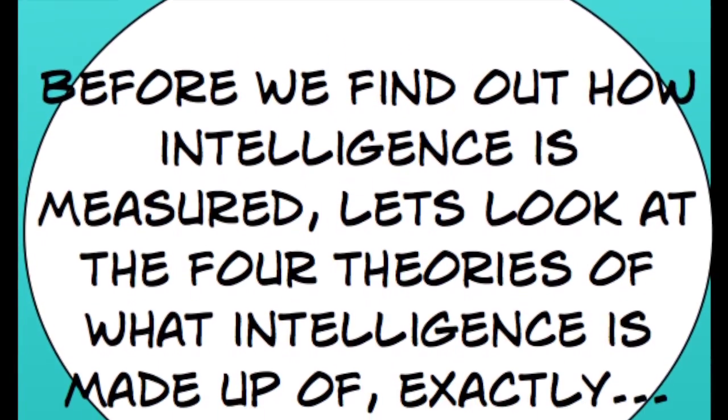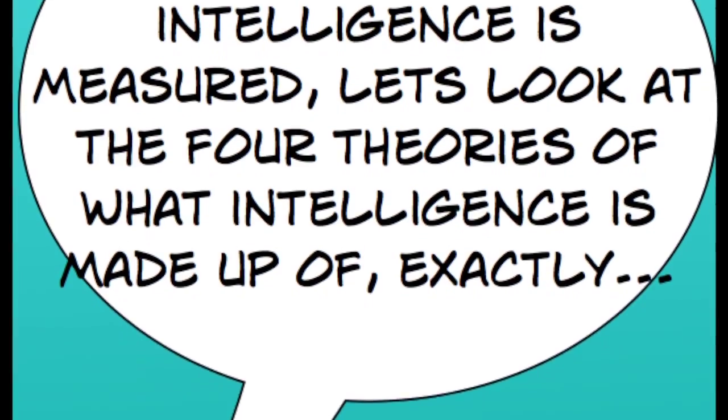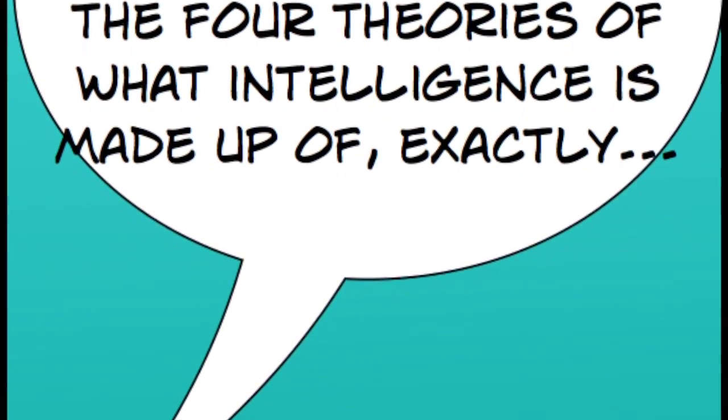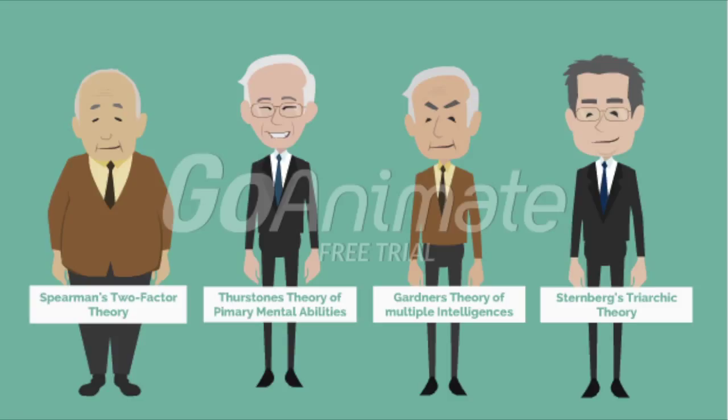Before we find out how intelligence is measured, let's look at the 4 theories of what intelligence is made up of exactly. Spearman's two-factor theory, Thurstone's theory of primary mental abilities, Gardner's theory of multiple intelligences, and Sternberg's triangle theory.